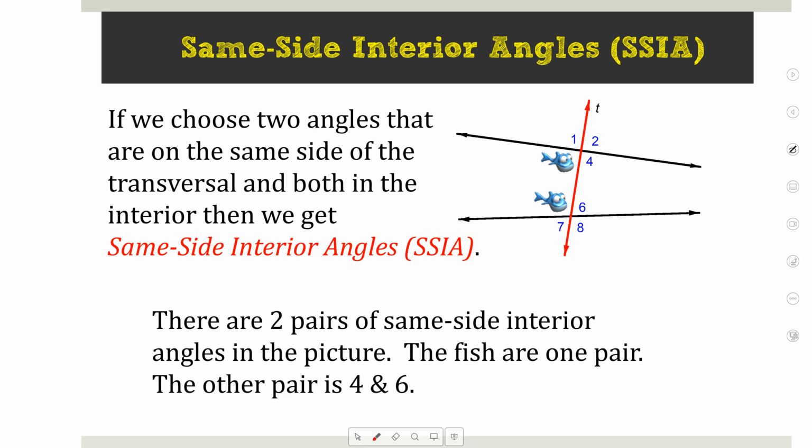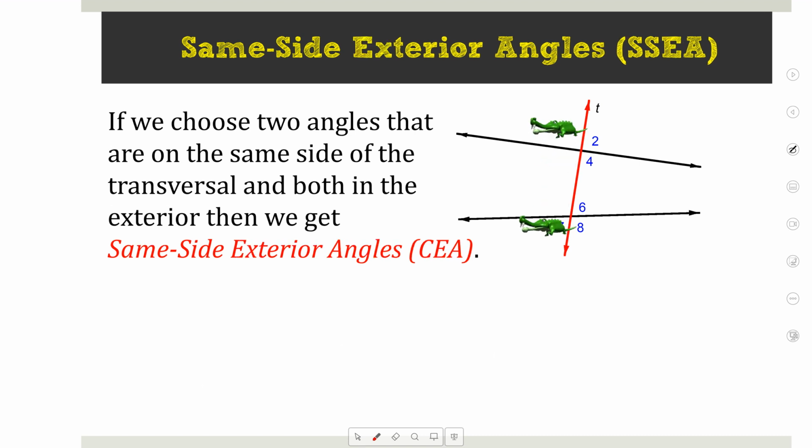If we have same side interior angles, Meg, what's next? Walking crocodiles. And Meg, while you're at it, where's the other pair of same side exterior angles? 2 and 8. Beautiful.